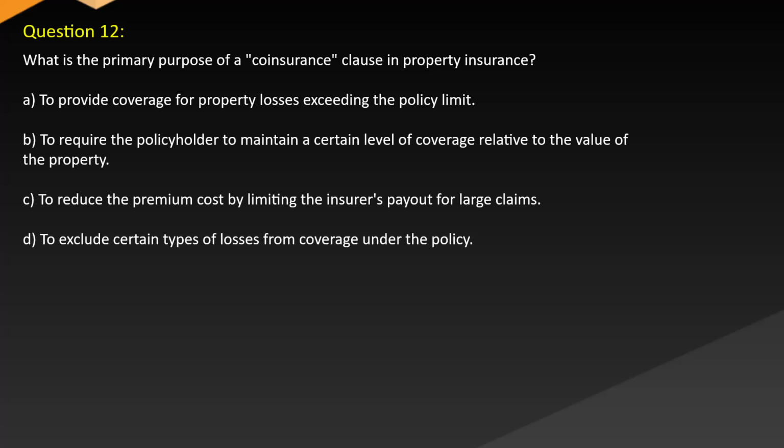Question 12. What is the primary purpose of a coinsurance clause in property insurance? A. To provide coverage for property losses exceeding the policy limit. B. To require the policyholder to maintain a certain level of coverage relative to the value of the property. C. To reduce the premium cost by limiting the insurer's payout for large claims. D. To exclude certain types of losses from coverage under the policy.